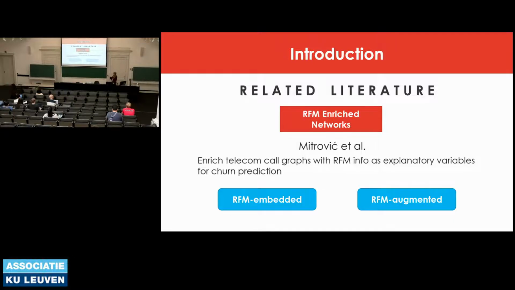RFM embedded, for example, looks at, you have RFM values for 2 customers, and they use the distance between these 2 metrics to value the edge as a summarized value. I'm trying not to summarize this. And RFM augmented graphs add artificial nodes that indicate the RFM segmentation. Also not trying to change the topology of the graph.